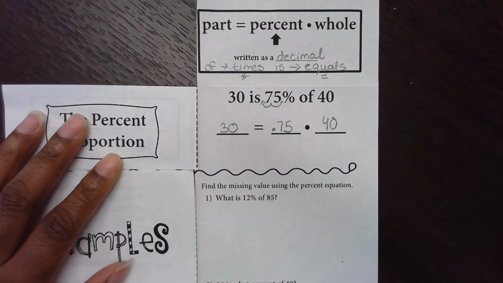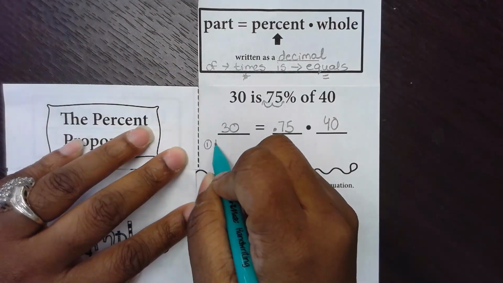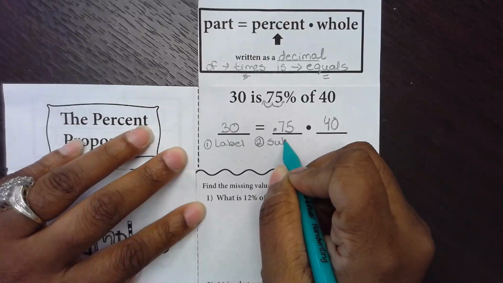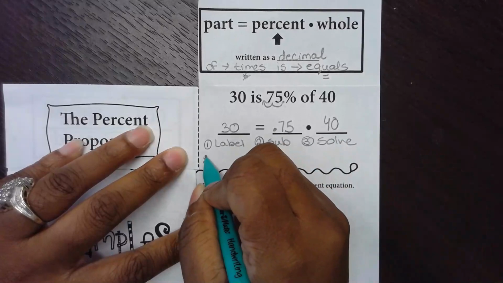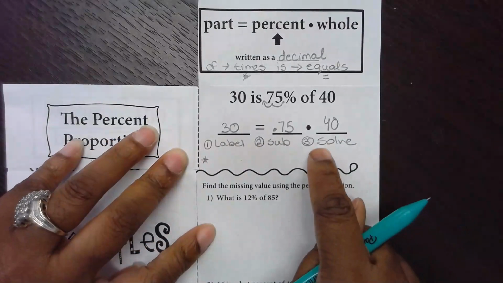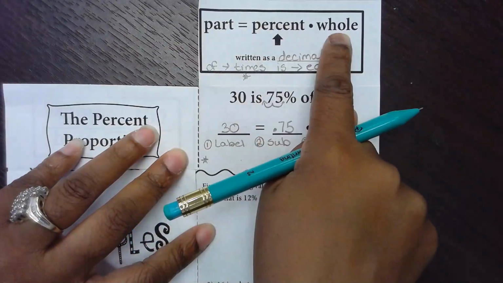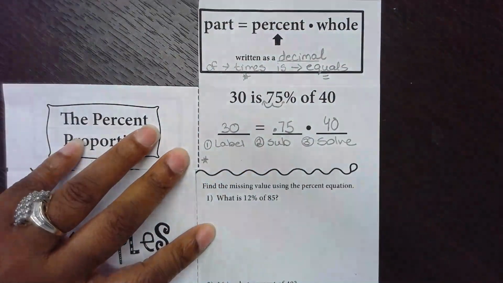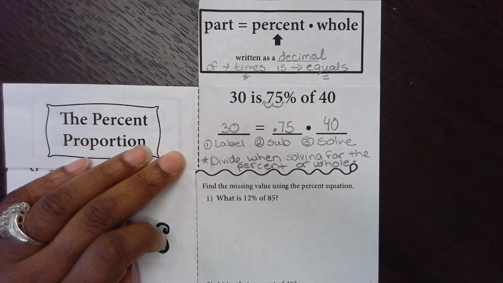Okay, when you are solving using the percent equation, you follow the same 3 steps. Step 1, label what they give you. Step 2, substitute it into the equation. And step 3, solve for what they're asking. But I do want to add one little note. When you are solving for the percent or the whole, you must divide. So let's look at these examples.